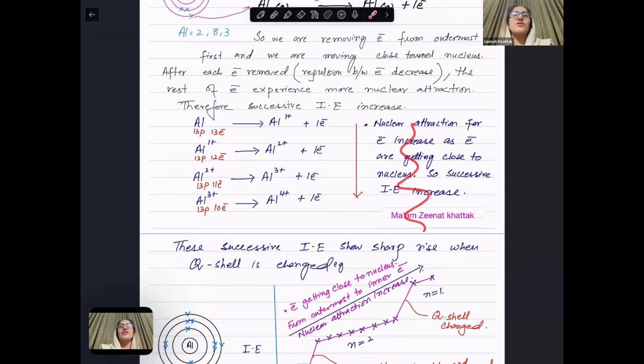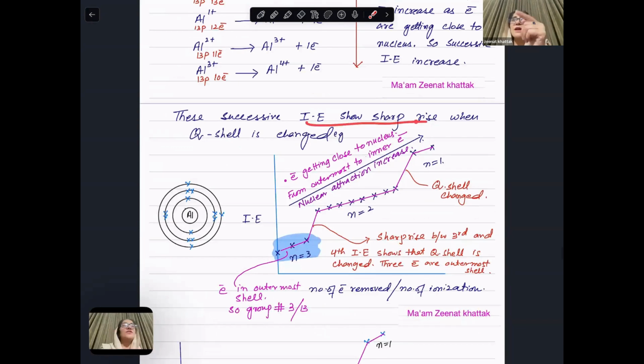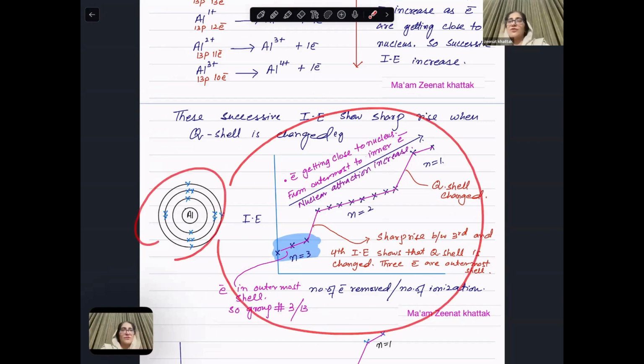13 protons, 13 electrons, 12 electrons, 11 electrons, the electrons are getting fewer. The nuclear attraction is getting more. Electrons are getting closer to the nucleus. Successive ionization energy shows a sharp rise when the quantum shell is changed. This I've done now with you people, right?